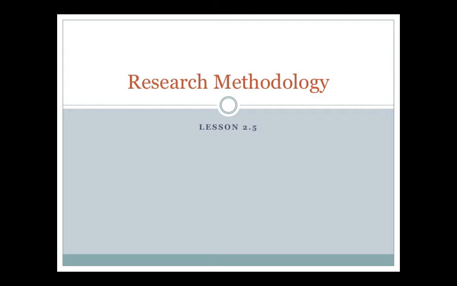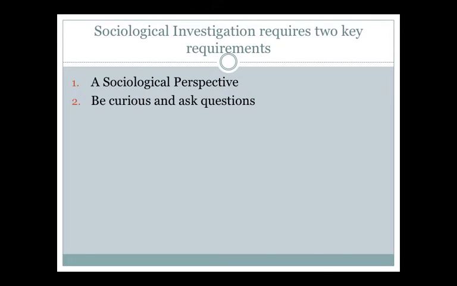So first off, sociological investigation requires two key requirements. When we are out in the field, when we're trying to understand different social realities, what are two things that sociologists need? The first thing that they need is a sociological perspective. They're not coming at it from a psychological perspective or an individual personal point of view. They're looking at the social environment from a sociological point of view. That's really important. The second thing that it requires is just to be curious and ask questions.